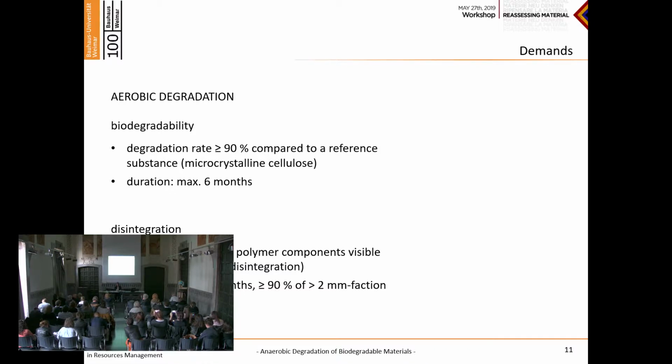For composting, there are different demands that are formulated. For example, for the biodegradability, within 6 months there has to be a degradation rate of 90% or more of the treated material compared to a reference substance. And for disintegration, the norm says that after the composting process, no polymer components should be visible anymore. So here you can see that disintegration not necessarily means that the material is broken down to its elements. So it's not really degraded, but only in smaller pieces and not visible anymore, but still there.